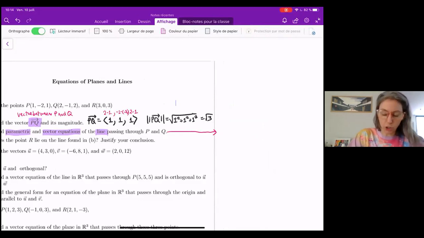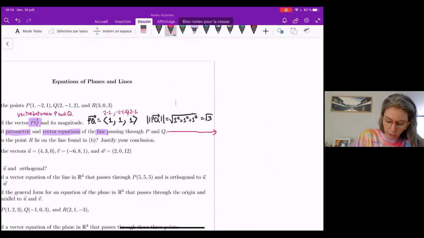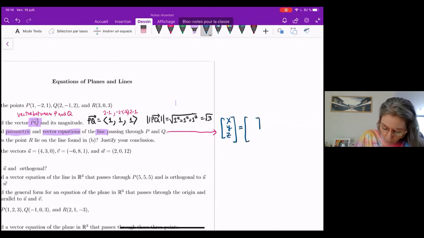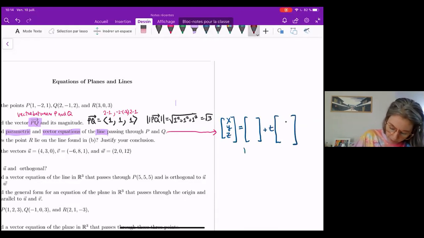So I'm gonna draw my generic, or my empty, vector equation here. This is gonna be a line, but it's in R3 because there are 3 components there. So I have my x, y, z is equal to some point plus t times some direction vector. So this right here is going to be a point, and this is going to be a direction vector. So in other words, that is what I need.